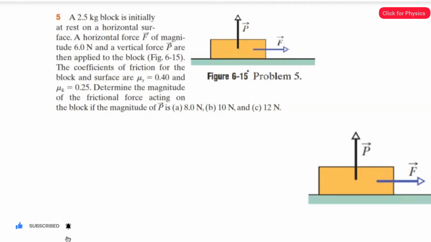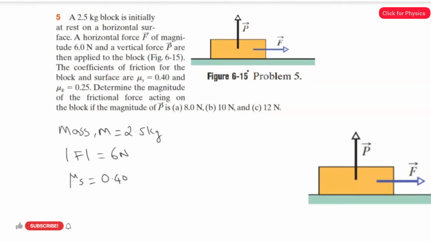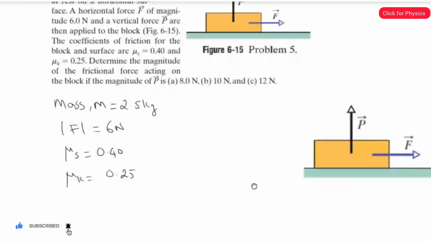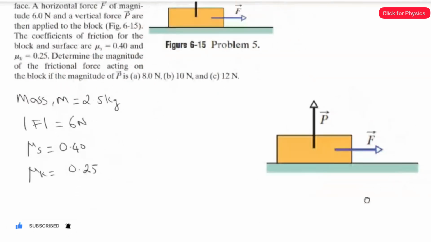So the mass m is equal to 2.5 kilogram, the magnitude of the horizontal force is 6 Newton, the static coefficient value is 0.40 and the kinetic coefficient value is 0.25.